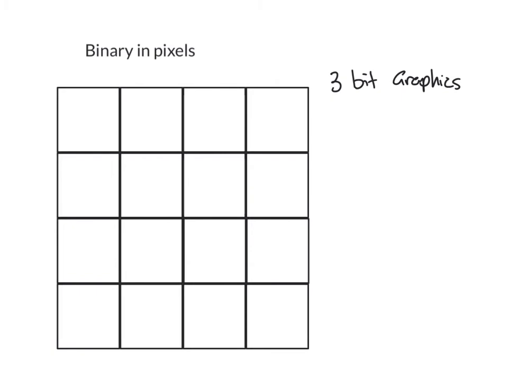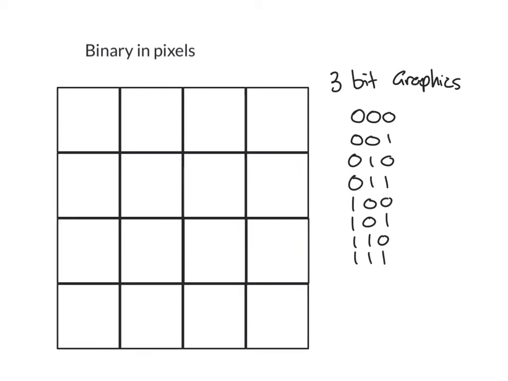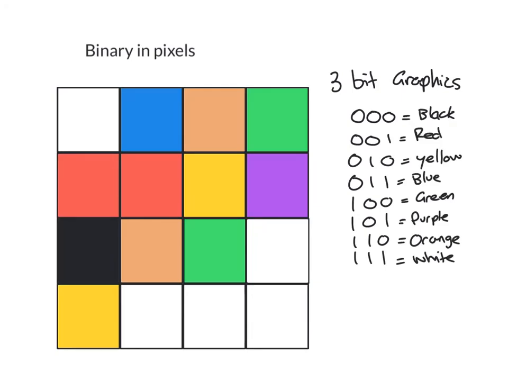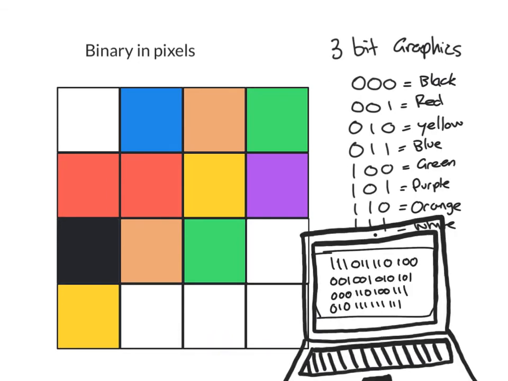So that would give us 000, 001, 010, 011, 100, 101, 110, and 111. This means that we have 8 different combinations, which means we can have 8 colours. So for 3-bit graphics, we can have 8 different colours, which starts making this image look a little bit more interesting. And here's how the binary would look for this particular image.